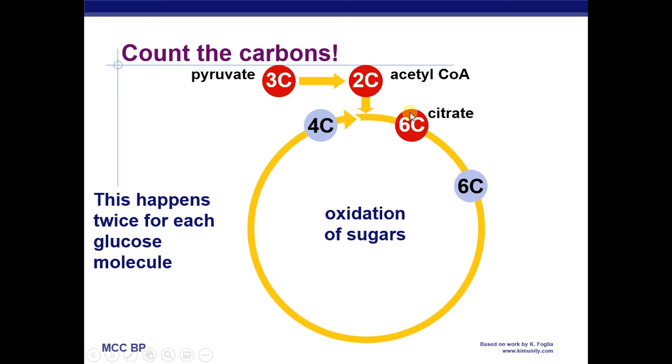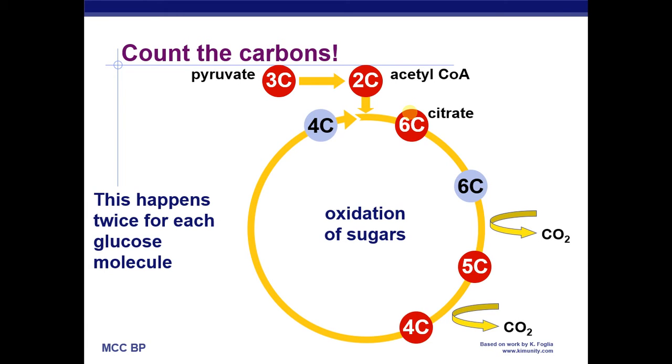Right? And through a step of chemical reactions, we're going to start to oxidize this citrate, going down to 5 and 4 carbons. And in doing so, we're removing carbon dioxide. Carbon dioxide is a sign that we're oxidizing something.